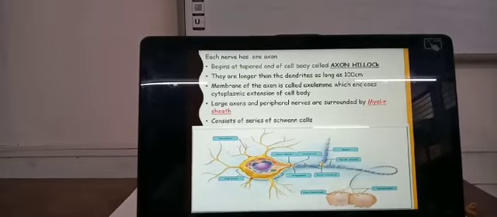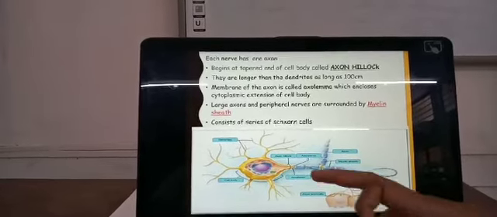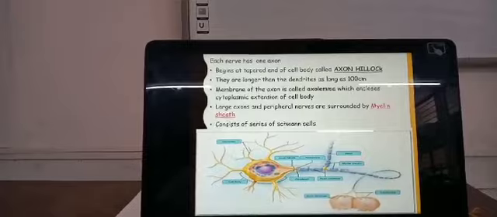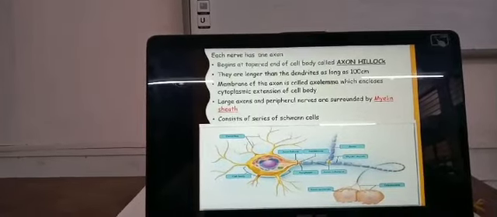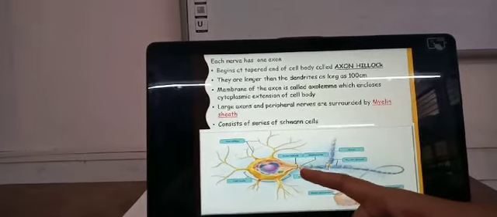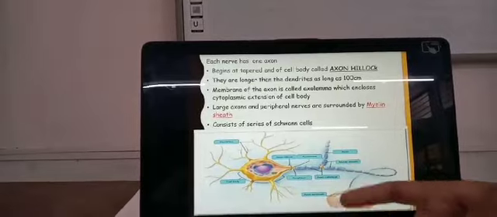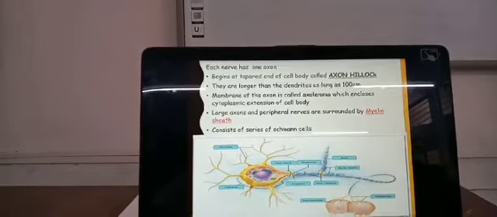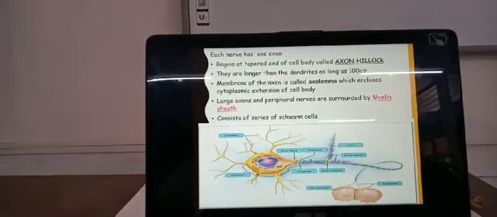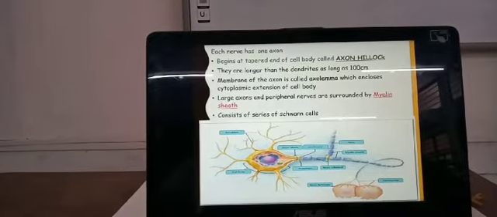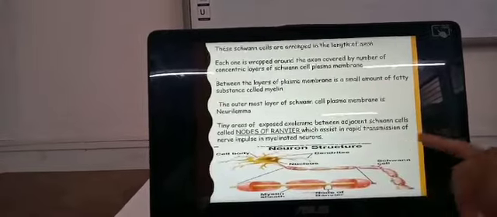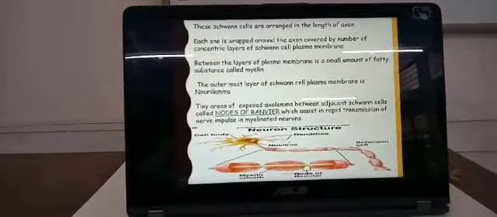The membrane of the axon is called the axolemma. There are numerous layers of tissue present here, which is called the axolemma, which encloses the cytoplasmic extensions of the cell body. You know, the cell body has got cytoplasm, and the axolemma, which is the layer of tissue, covers it. Now, large axons and peripheral nerves are surrounded by the myelin sheath, and it contains a series of Schwann cells.